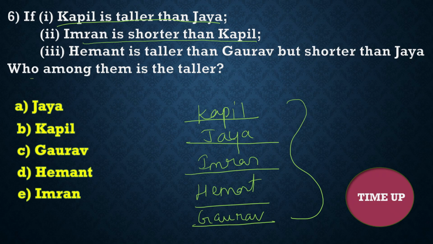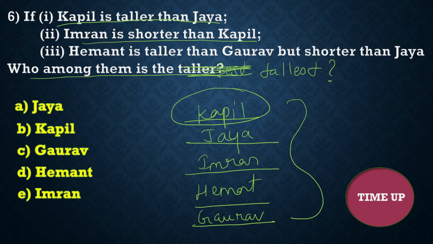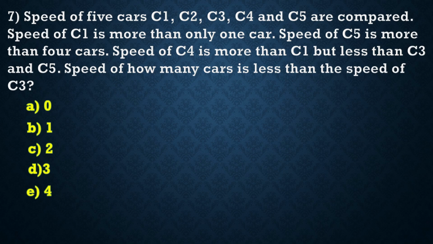Who among them is the tallest? Kapil is the tallest. So B is the correct option. Seventh question on your screen and your timer starts now.